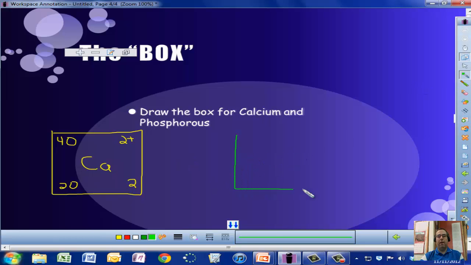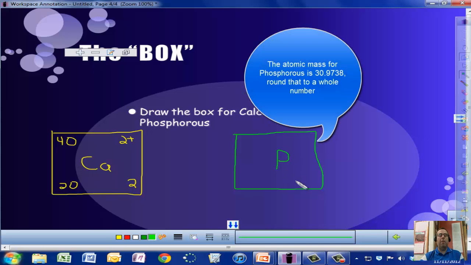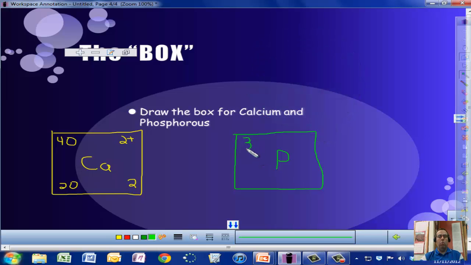Drawing the box for phosphorus, again the symbol for phosphorus is P. And when I look at the atomic mass for phosphorus, it's 30.9. So 30.9 will round up to 31.